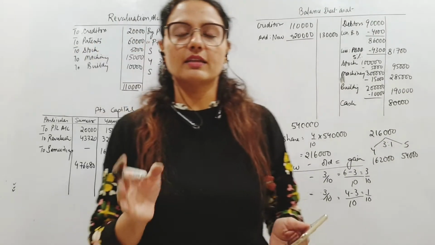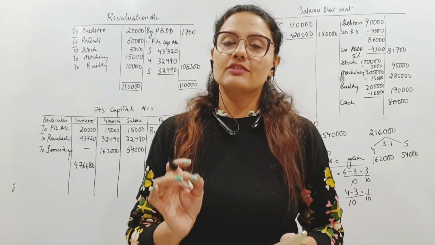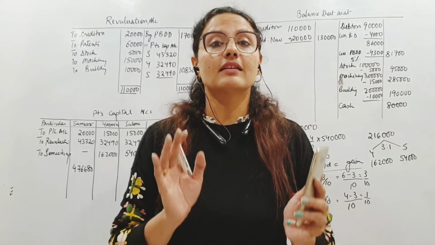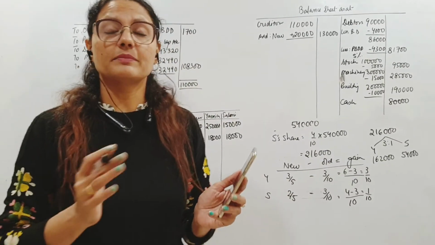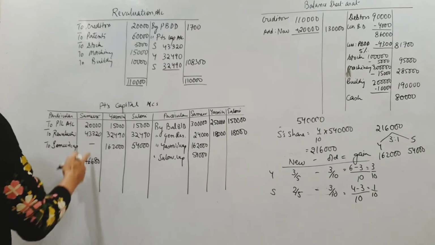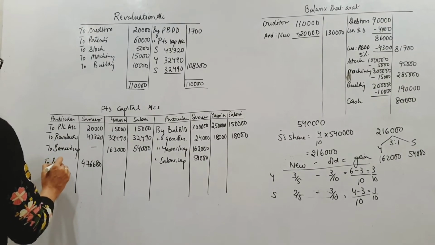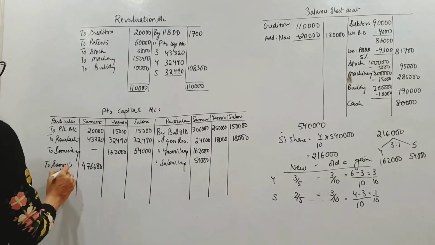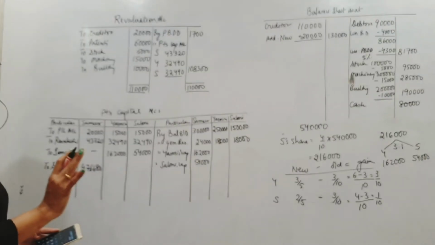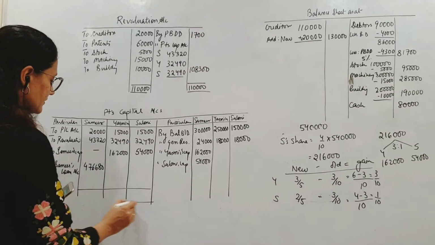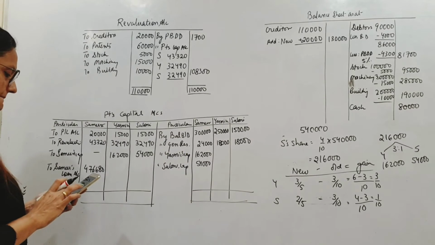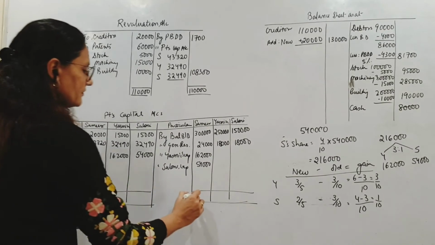Now what has to be done with this? Nothing has been said about whether the payment was made or not. In such cases, please blindly transfer the entire amount from Samir's capital to Samir's loan account. Journal entry: Samir's capital account debit to Samir's loan account. This account is closed. So it is 5,40,000.